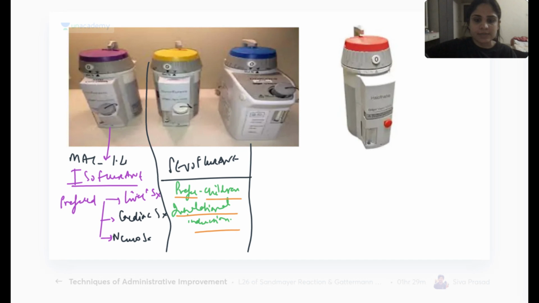Third agent seen is desflurane. Correct? The blue one is desflurane. Okay. Before that, what is the MAC of sevoflurane? We forgot to discuss that. MAC of sevoflurane is 2. MAC of desflurane is 6.